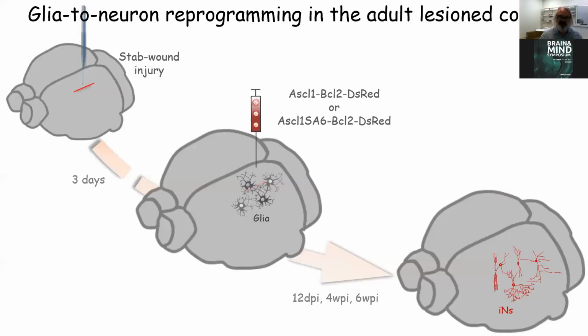Here we did the following experiment because we really wanted to be on the safer side using our retroviral expression system. What we performed was a stab wound injury, which induces proliferation in the region of the lesion, and then transduced proliferative glia using the same retroviral set 3 days after induction of this injury, and then analyzed at subsequent stages how these cells behaved.